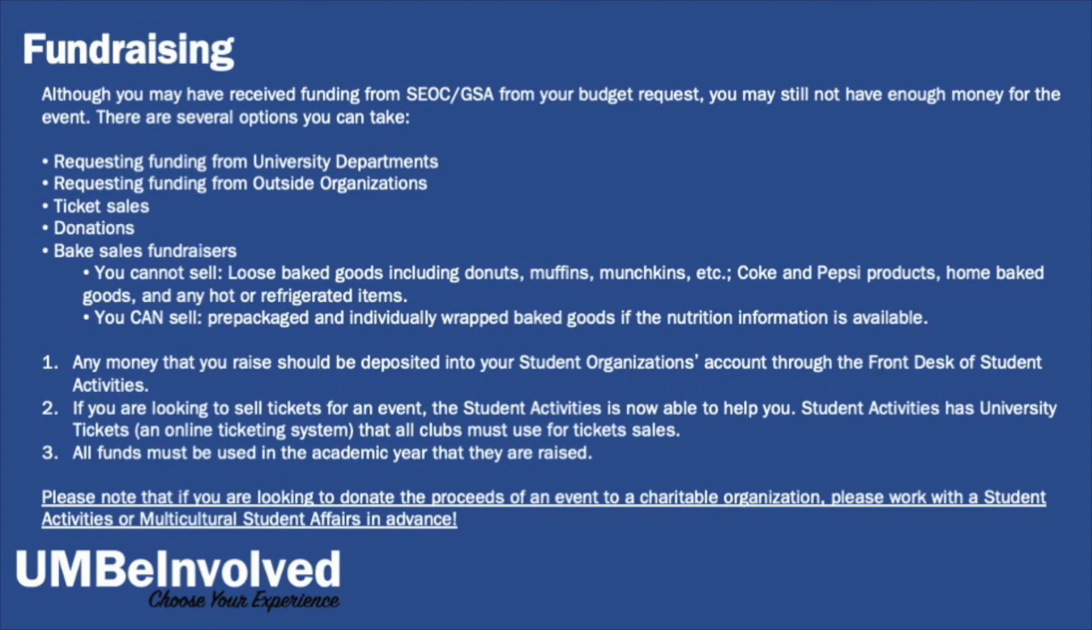If you are looking to sell tickets for an event, the student activities office is now able to help you. Student Activities has purchased university tickets, an online ticketing system that all clubs must use for ticket sales. All funds must be used in the academic year that they are raised. Please note that if you are looking to donate the proceeds of an event to a charitable organization, please work with a Student Activities or Multicultural Student Affairs staff member in advance.